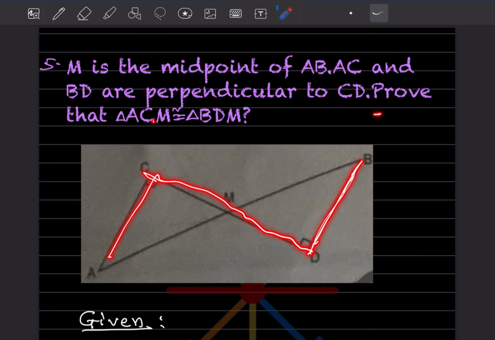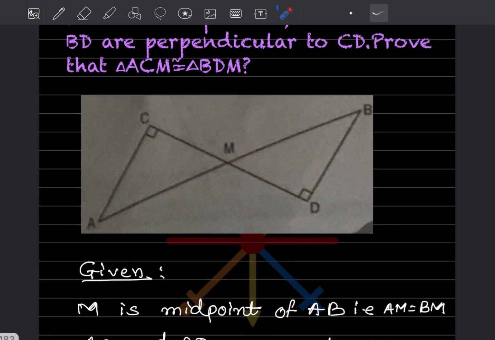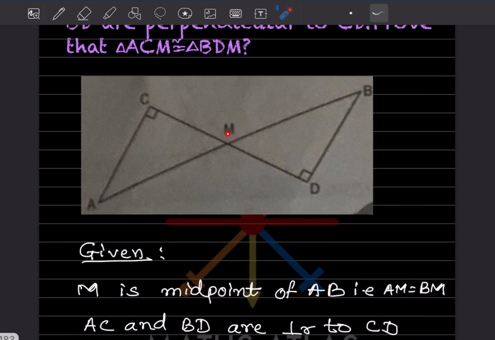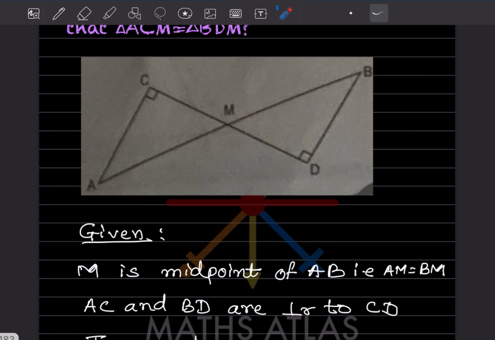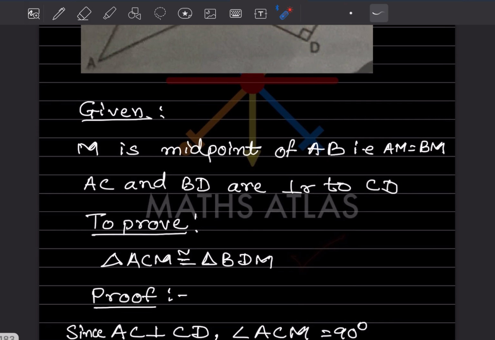So we have to prove that triangle ACM, this triangle, is equal to BDM, this triangle. So now given is what? M is midpoint of AB. That will be what? If M is midpoint of AB, it means AM will be equal to this BM. So AM is equal to BM. And AC and this BD, they are perpendicular to CD. That is the given things. And we have to prove that triangle ACM is congruent to triangle BDM.